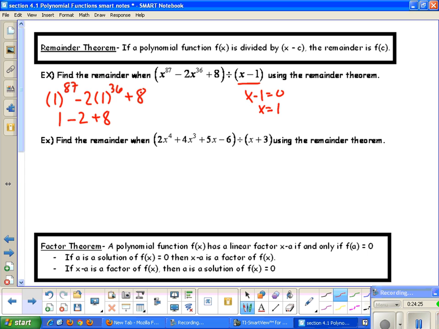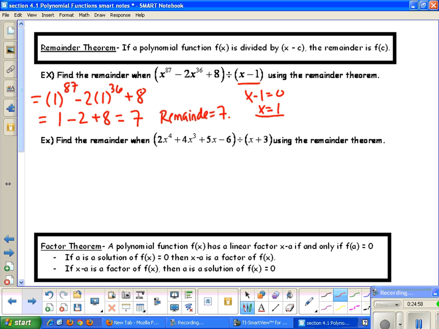And when I do this, I get a remainder equal to 7. So that means that if I were to do long division or synthetic division, my remainder would be equal to 7. And since it is equal to 7, that means that x minus 1 is not a factor of this polynomial equation. It also means that x equals 1 is not a zero of this polynomial equation.